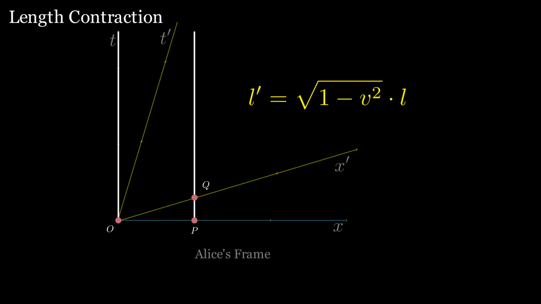The term length contraction can be misleading if not understood correctly. From the above analysis, we can clearly understand what length contraction means. An object stationary in Alice's reference frame will have a shorter length when measured in Bob's reference frame, provided Bob is moving relative to Alice along the direction of the object's length.